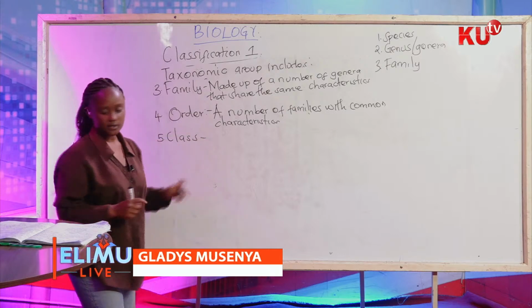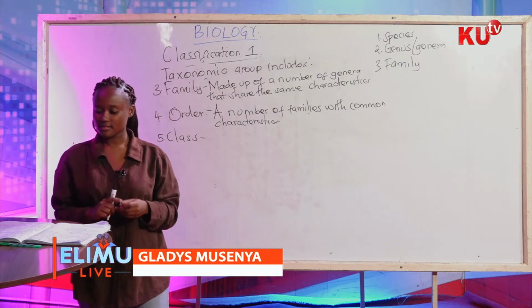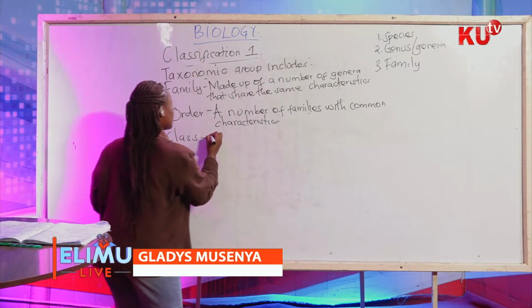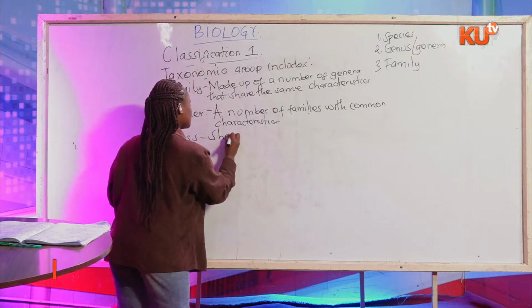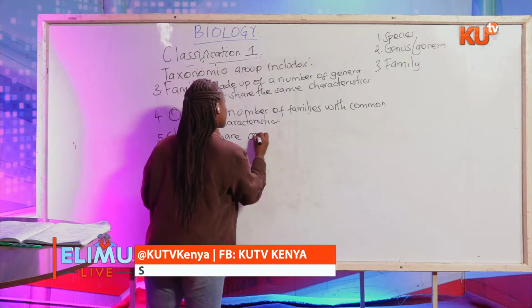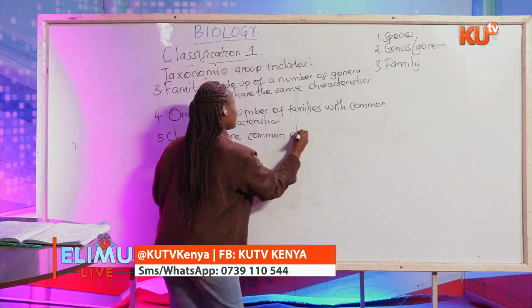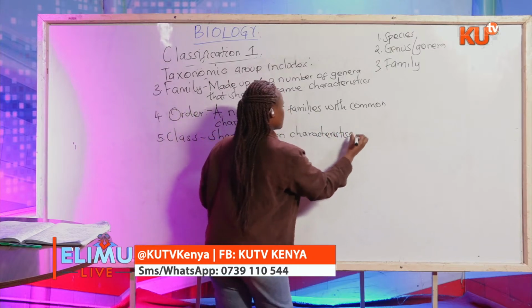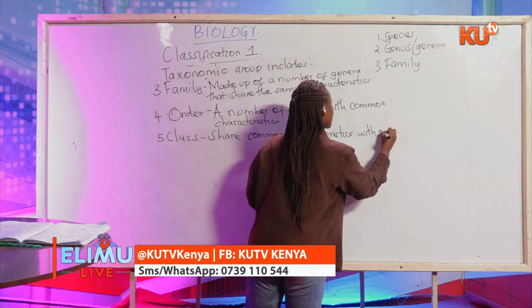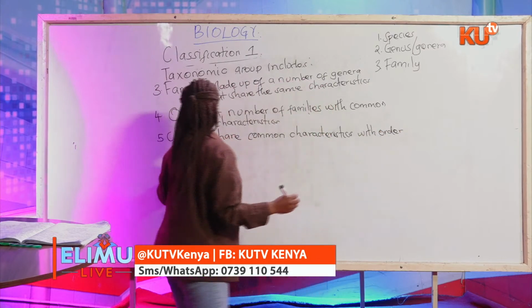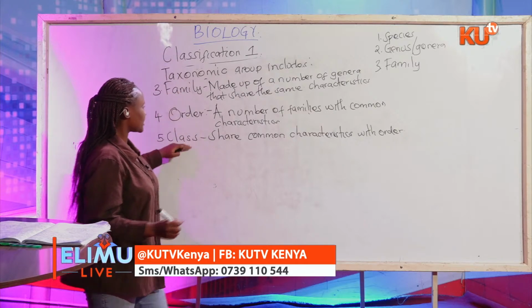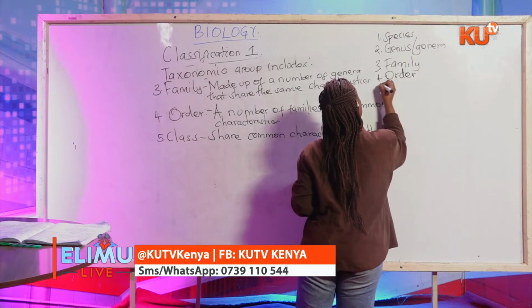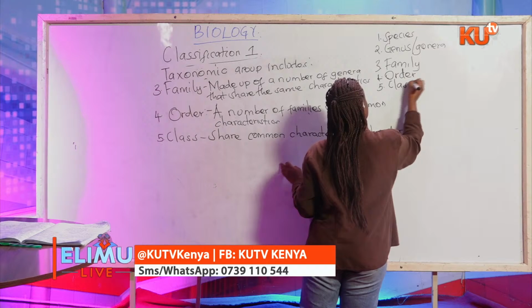Class is the fifth one. Orders that share a number of characteristics make up a class. So they share common characteristics with order. So class, we have family, order, class. So we update here. We have the fourth one, order, and then the fifth one, we have class.